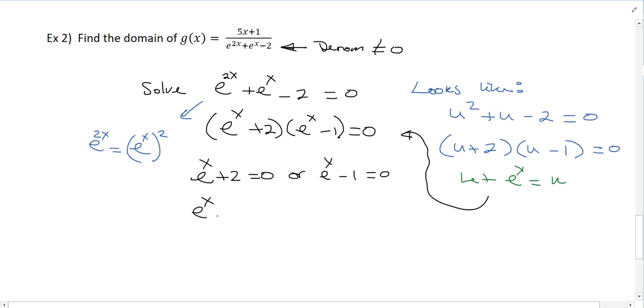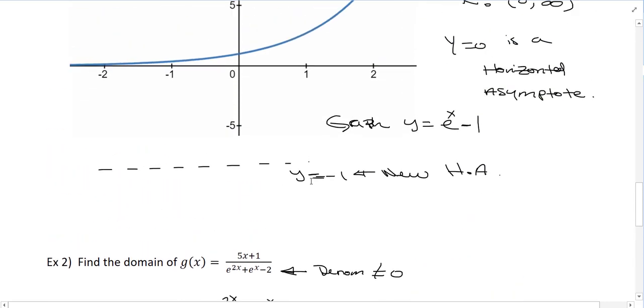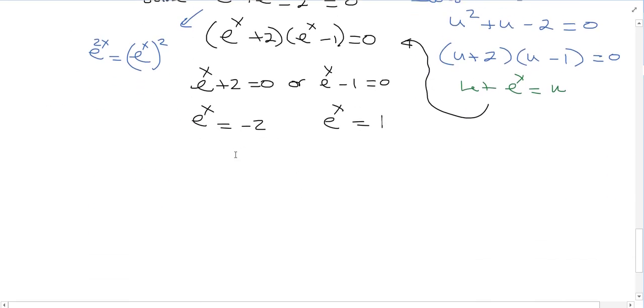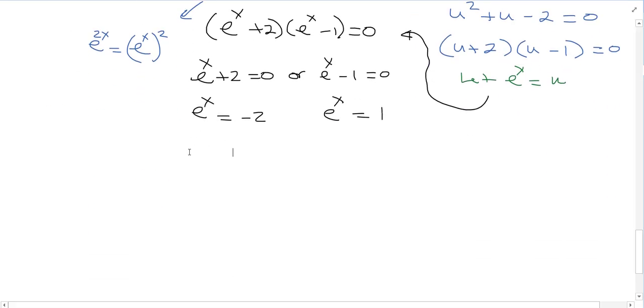This one tells me e to the x is negative 2, and this one says e to the x equals 1. Well, based on the graph of e to the x, which we have up here, I know that the range is from 0 to infinity, so there are no negatives. So that means that this is not possible. Negative 2 is not in the range. No negative numbers are in the range of e to the x, so this is not possible.